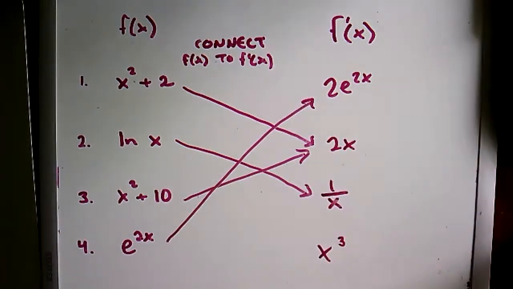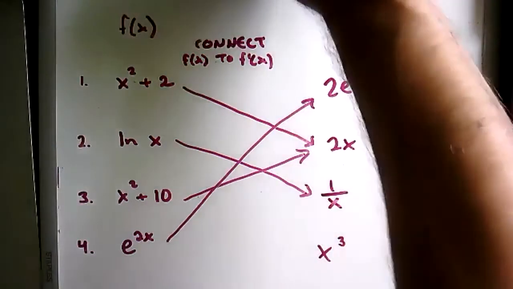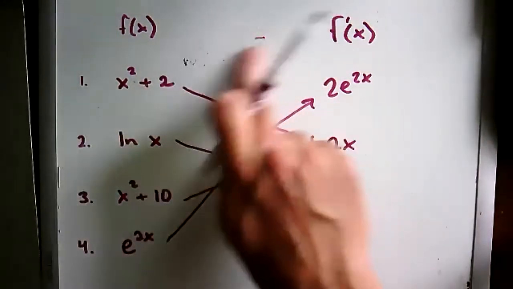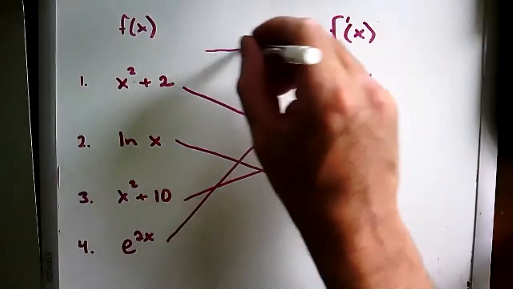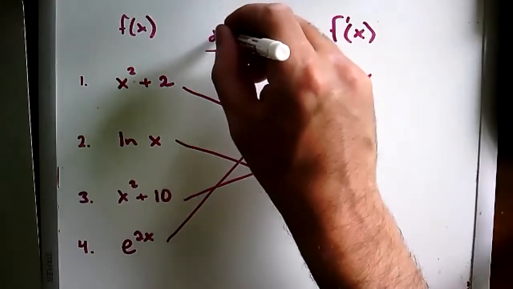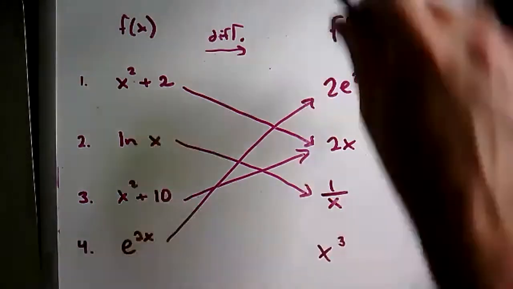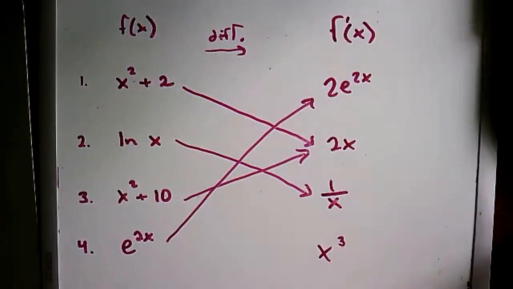Okay, so those purple lines going from left to right, that represents differentiation. So I'll just make a note of that. Right, so this is differentiation, say diff. And now some reverse mappings, just to make sure this is clear.